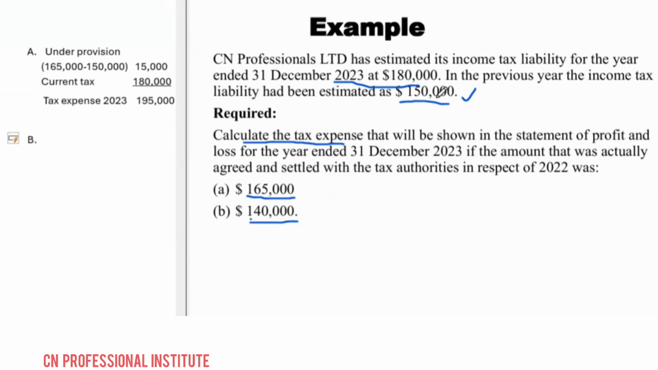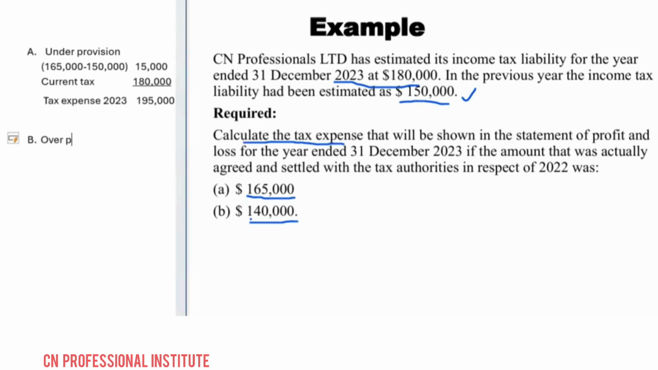They have in 2022 made provision for 150, but the amount agreed with the tax authority in 2022 for B is 140. So they have provided for 150. The tax authority is saying they should pay what? 140. So they have overestimated the income tax liability. So here there's over provision.